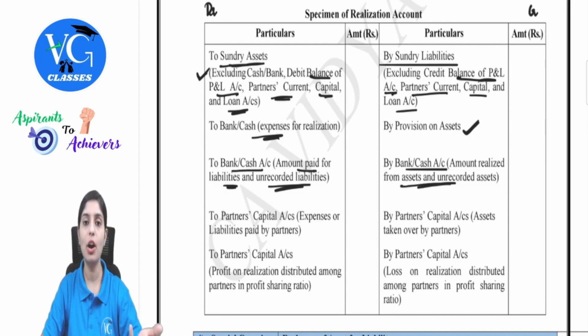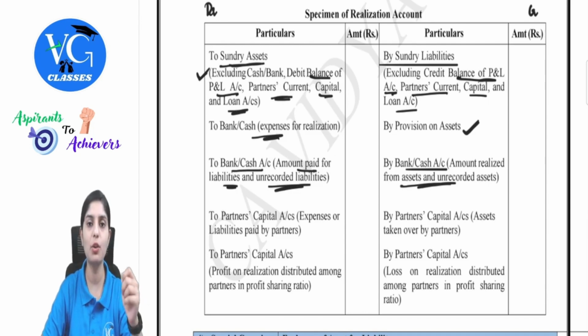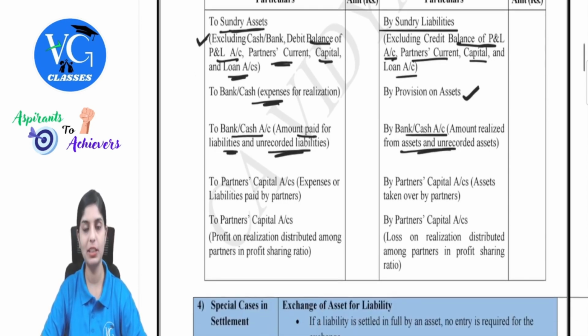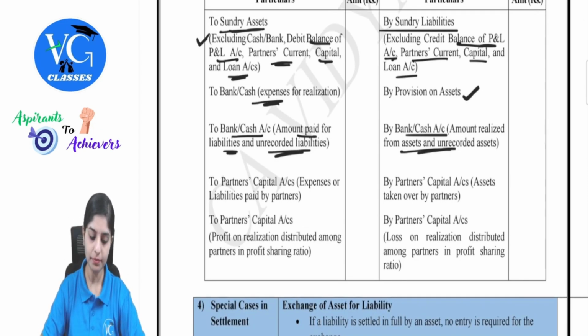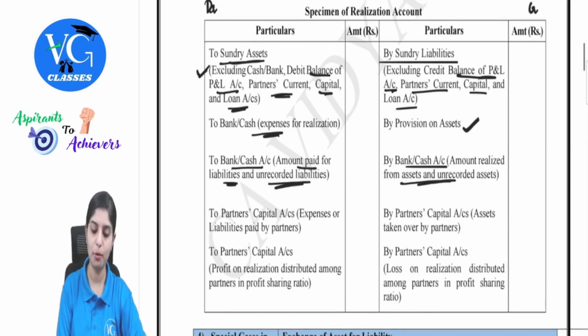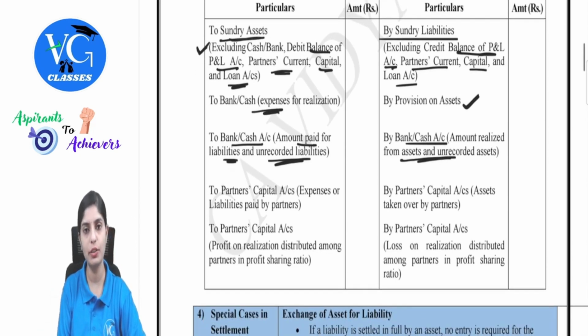If it is not recorded, it doesn't matter now because it does not have any relevance. We are only concerned about the cash inflow or outflow with respect to these unrecorded items. Further, after doing all of this with respect to assets and liabilities, we will either have profit on realization or loss on realization.